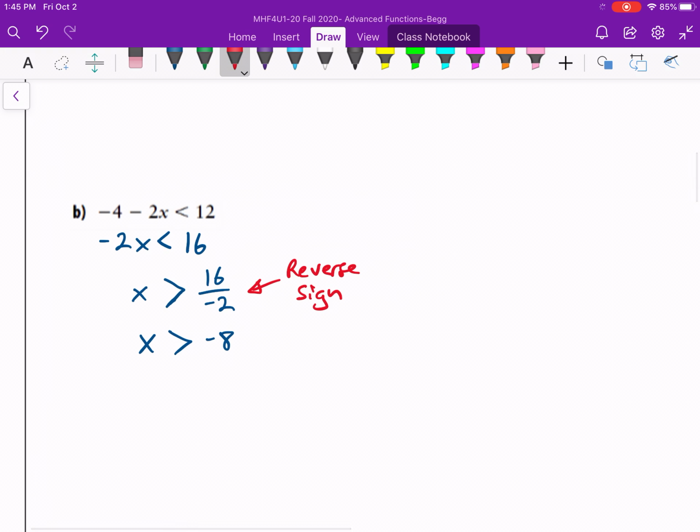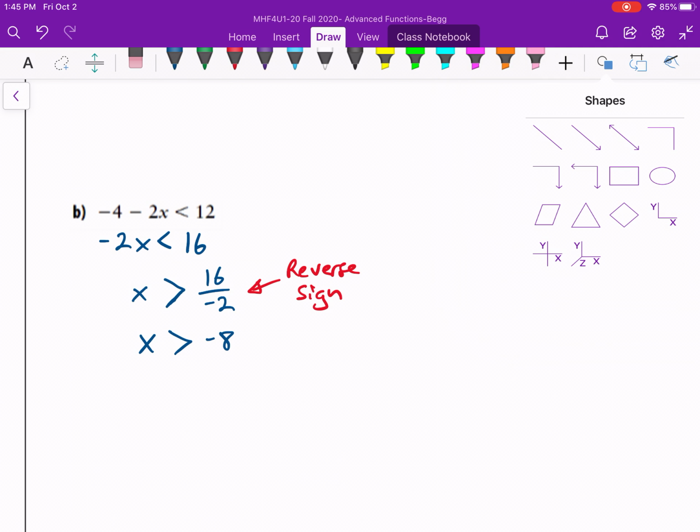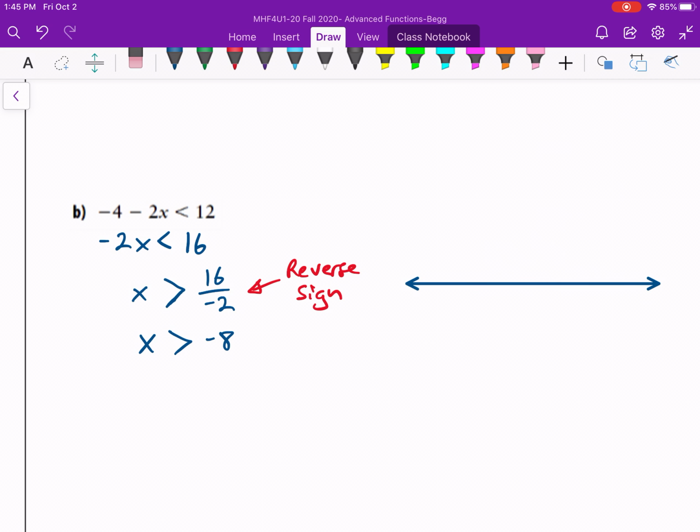And then again on a number line, if x is less than negative 8, that means that I'm going to put an open circle on negative 8 so that I'm not including it, and then again I will go down from there.